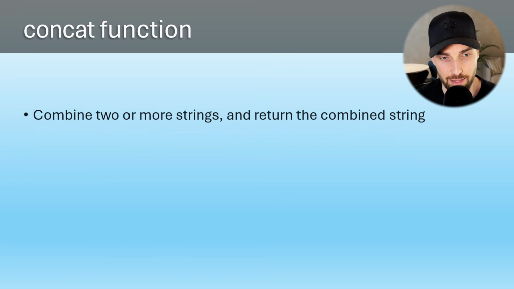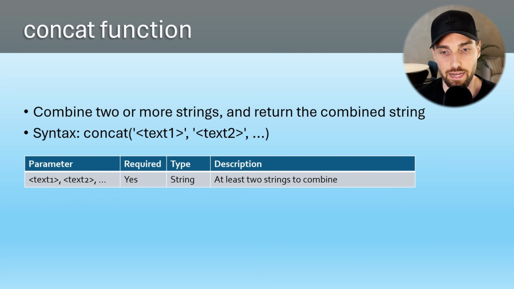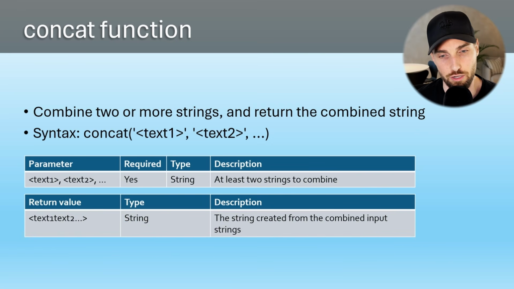Let's start with the concat function that is one of the string functions and is meant for combining two or more strings together. The syntax for this function is concat, then an opening bracket, and then text values in single quotes separated by commas, and then a closing bracket. This function requires two or more strings as parameters, and the return value or output of the function is a combined string from those parameter strings. Now let's go through a quick example of how this function works.